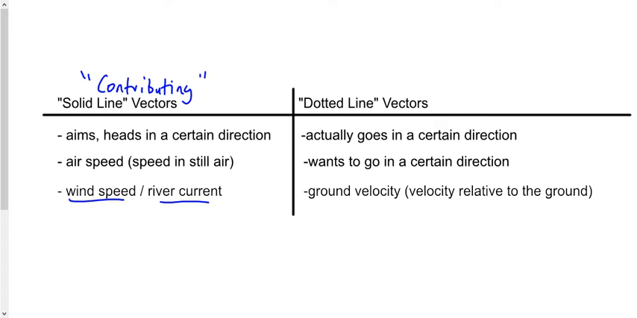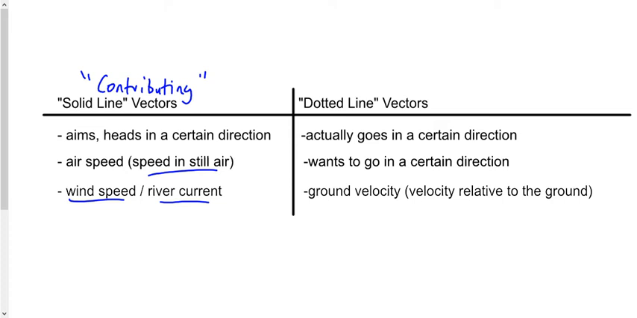Now, if I'm going across the river and aiming straight across, that also contributes to where I go. But because of the way that I aim and the river current, I end up going at a certain angle downstream. If I head in a certain direction in my airplane, then the wind and the way that I head are both going to contribute to the way that I actually go. The airspeed, which you see listed for all the different airplanes in the back of those in-flight magazines, is the speed in still air. How fast in the absence of a wind can this airplane go?